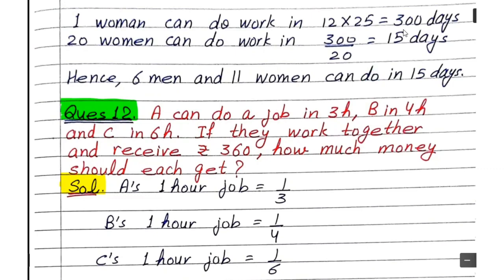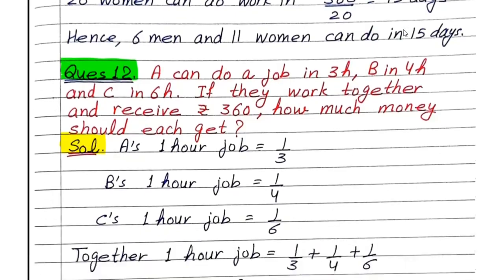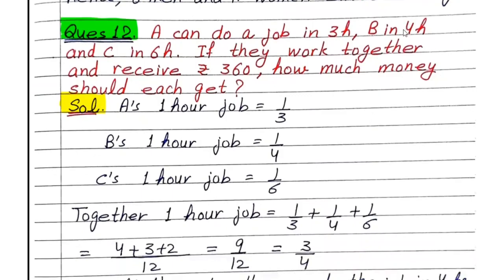Children, please repeat this question once more and then note it down in your notebook, right? Now let us move to the next question. Question number 12. Question number 12 is, A can do a job in 3 hours, B in 4 hours, and C in 6 hours. That is, the same job is done by all 3 in different times, right? If they work together and receive rupees 360, how much money should each get? Right? So let us solve this now.